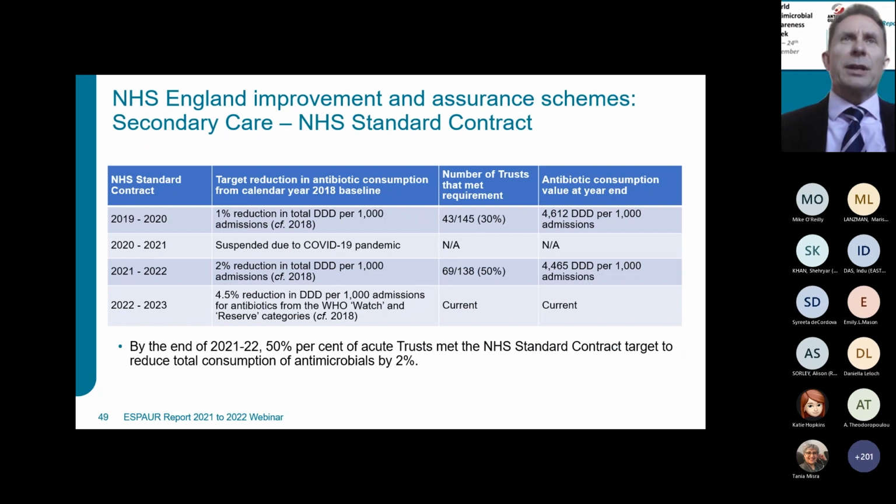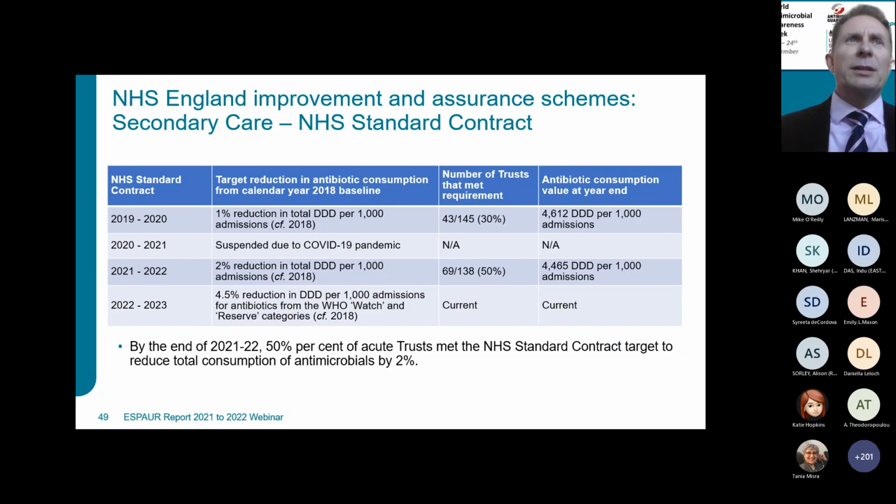Moving now to secondary care, and one of our major policy incentives or improvement and assurance schemes that apply to secondary care is the NHS standard contract. And the table sets out the standard contract targets relevant to antimicrobial prescribing over the last 3 years, and then the current in the bottom line.